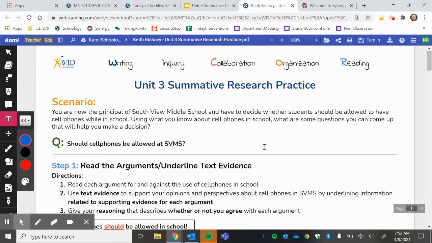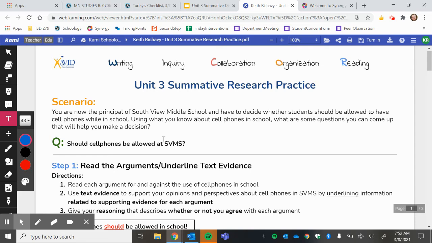And so again, this is your research practice. Next week, you will have something related to Minnesota Studies that you have to do something similar with. You're going to have to use text evidence, research a particular topic as a way to bring some perspectives and opinions to a discussion to help us learn more about it. But for this case, again, backing up, we're focusing on cell phones. Again, practicing this skill first before I make you do the actual thing. Okay? So it's about cell phones at this Southview Middle School.